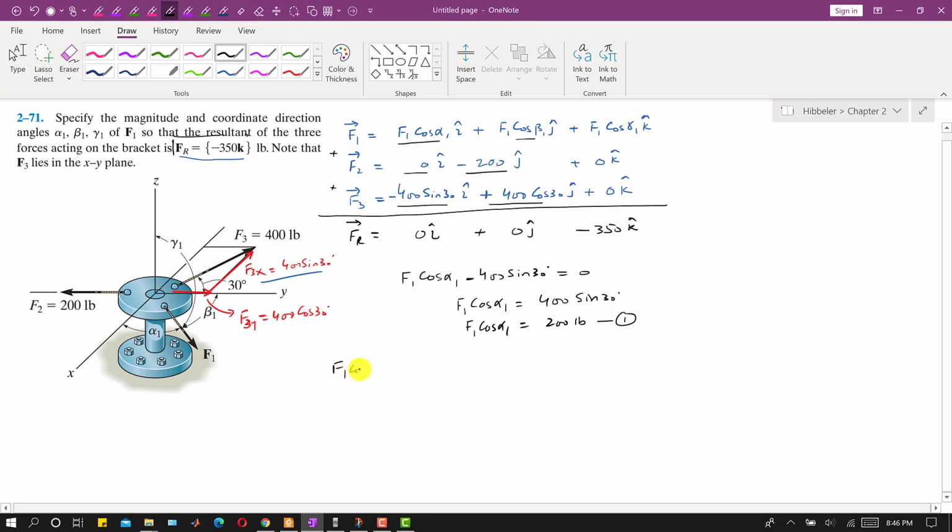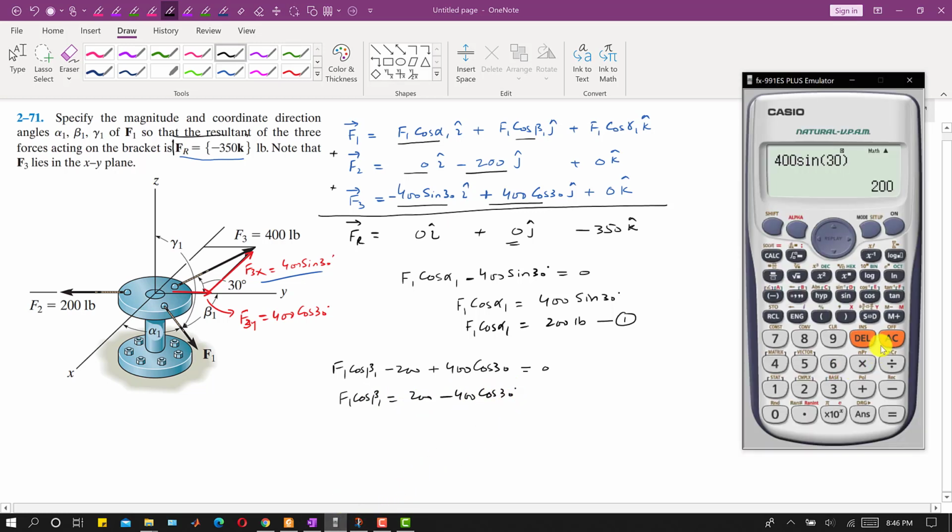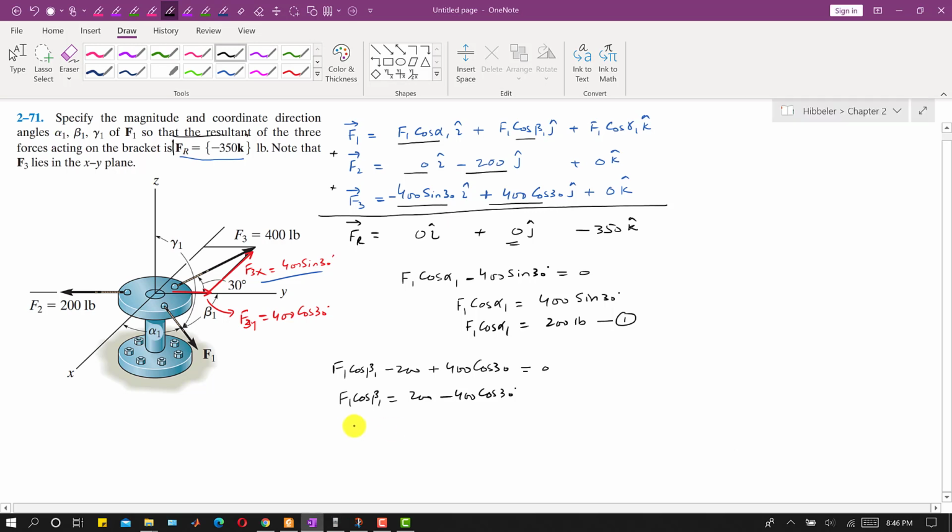Similarly, if we add the y components, F1 cos of beta 1 minus 200 plus 400 cos of 30 degrees must be equal to 0, since the Fry component is 0. From this we can write that F1 cos of beta 1 equals minus 146.41 pounds. So this is equation 2.